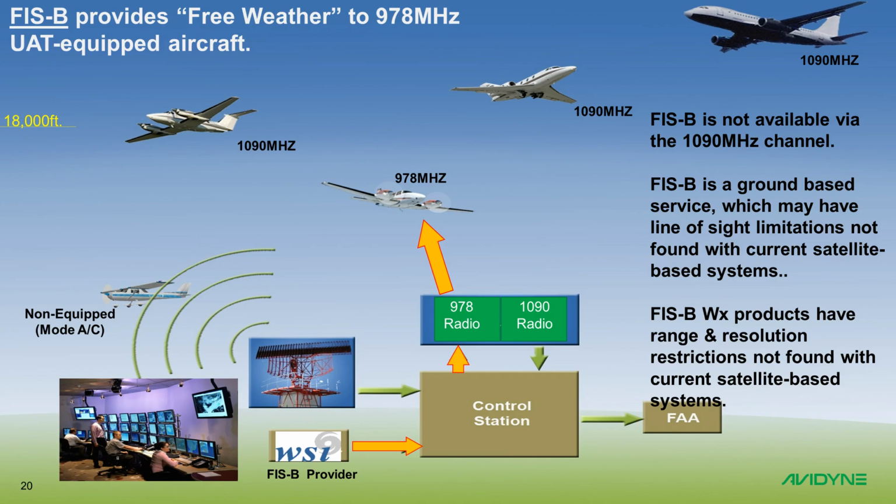Then there's FIS-B, which is the free weather we talked about. That's only if you have a 978 receiver. FIS-B is not available on the 1090 channel. FIS-B is a ground-based service which may have line-of-sight issues, so if you're used to flying with an XM or a Sirius satellite weather solution, in which you can get your satellite weather updates while you're on the ground for the whole continental U.S., FIS-B is a little more limited. It's perfectly fine for most GA pilots who maybe even couldn't afford an XM type solution before. The FIS-B has range and resolution restrictions, so you're not going to necessarily get the whole continental U.S. You usually will get about a 200-mile radius around your airplane. Perfectly adequate for most GA applications. But it is different than what you're used to with an XM solution.